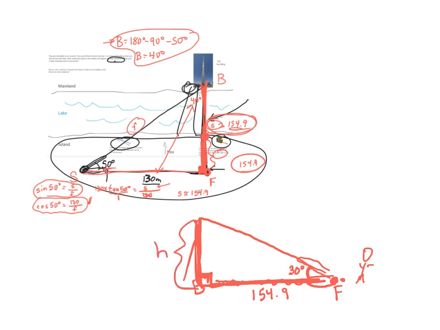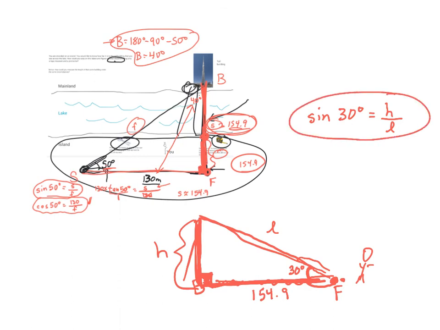Let's call that h. Alright, so it is a 90-degree triangle, so I'm going to use my SOHCAHTOA trick again. I'm going to say the sine of 30 degrees is equal to opposite, which is h, over hypotenuse, which we don't know. Let's call that L. Right, so this is no good because we have two unknowns.